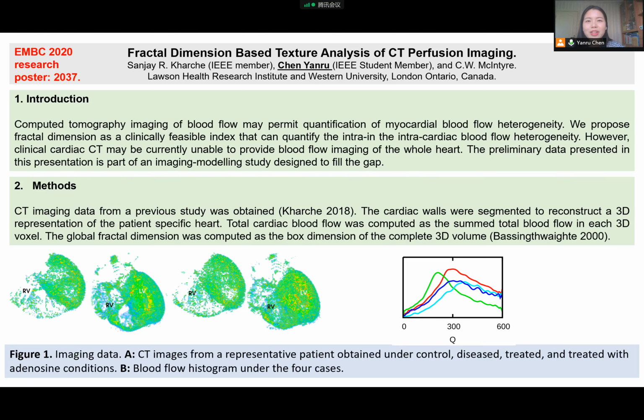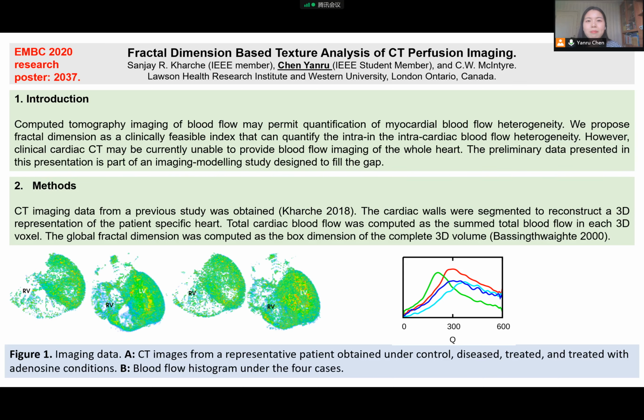I'm Yanru Chen, an undergraduate student from Jilin University, China, and I have been working on this research with Lawson House Research Institute and Western University. I consider it a great honor to be asked to speak about this novel texture analysis method at the EMBC 2020 conference. My presentation will be given in 4 parts.